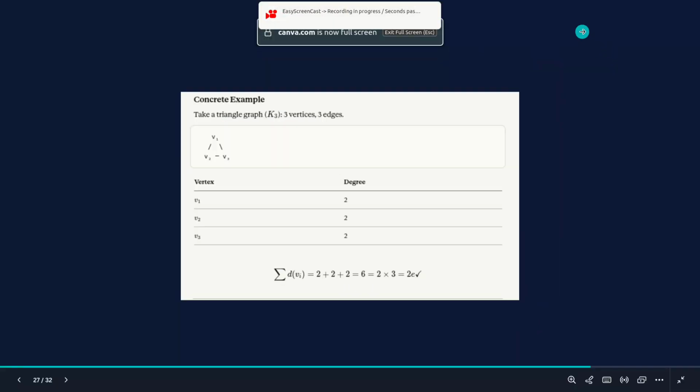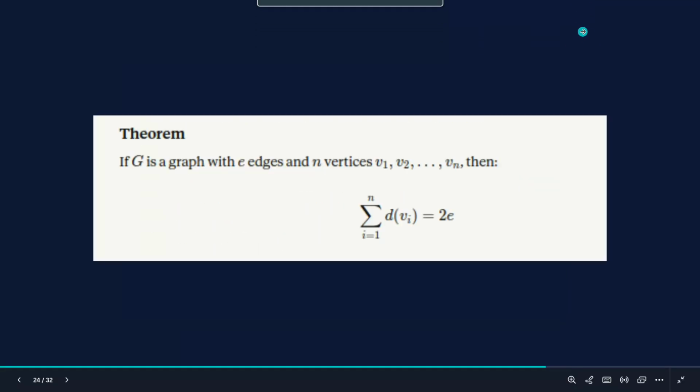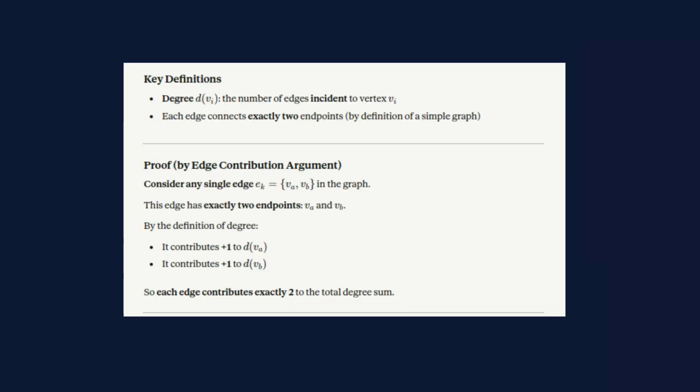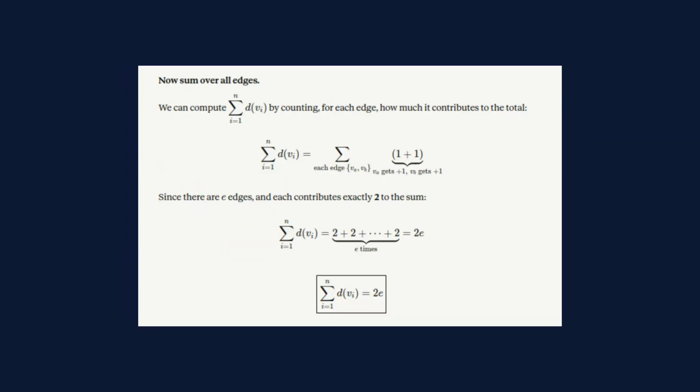Okay, so in the last video we discussed this theorem: if a graph G has E edges and n vertices, then we have to prove that the summation of the degree of all the vertices is 2 times the number of edges. Fine. So this is what we did in the last class.